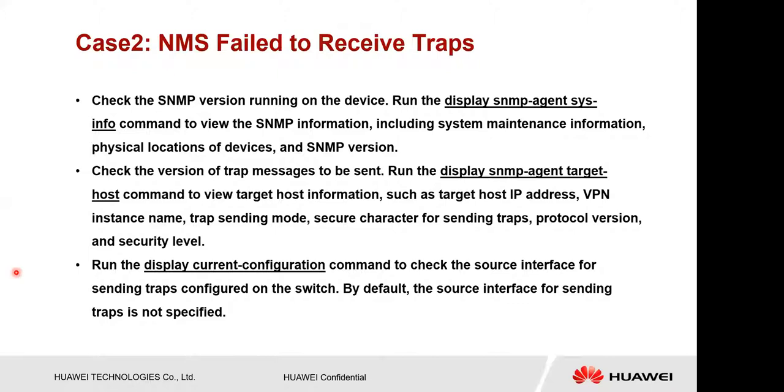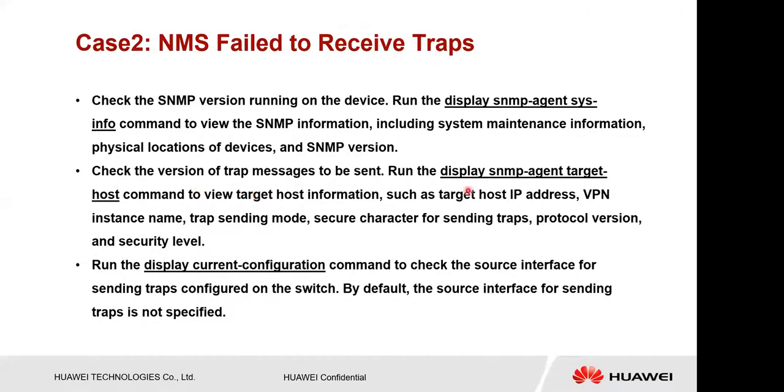And the second case is when the NMS failed to receive traps. Whenever you have already connected your device to the NMS but the NMS failed to receive traps, you can check the configuration, for example, the SNMP information, whether it is correct or wrong. You can see the system maintenance information, physical location, and also the version itself. And you can check the version of trap to be sent.